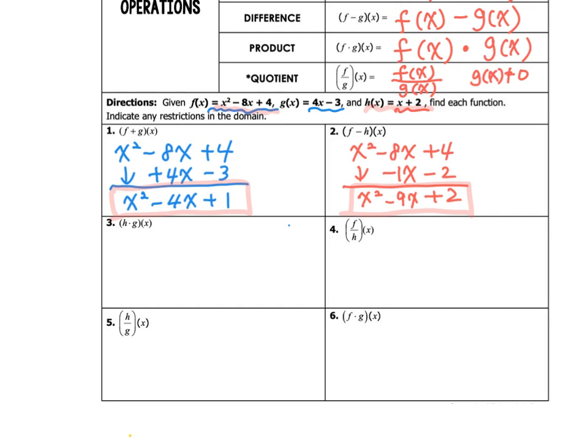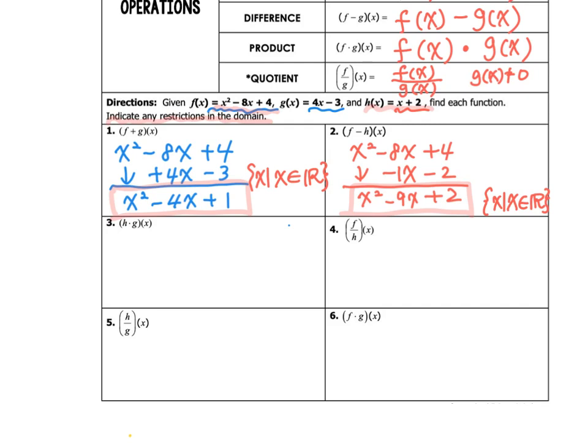Oh, guess what? I forgot one thing. We have to indicate any restriction in the domain. So for the first two examples, we don't actually have any restriction for the domain, which means x can be all real numbers, right? So I'm just going to state here: x is all real numbers. This is the same: x is an element of all real numbers.